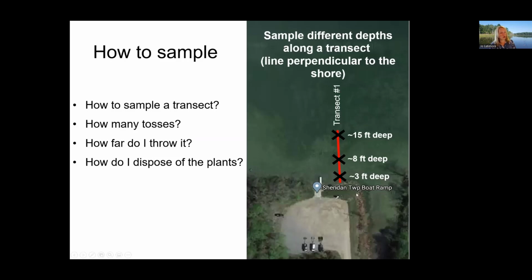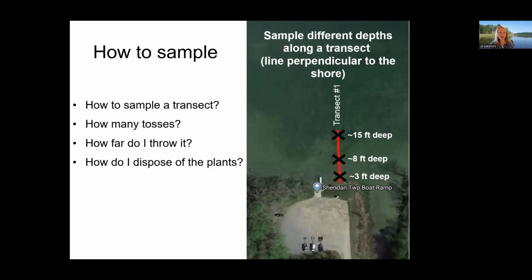So here's your shoreline. This is actually a boat ramp right here. And you may set up your transect here and decide, okay, my imaginary line is right here. I'm going to sample at about 3 feet, then go out to about 8 feet and then 15 feet deep. Because we know that plants like, especially Eurasian water milfoil, Starry Stonewort, Hydrilla, will grow in quite deep water, while other plants like European frogbit, which isn't rooted, tend to wash up closer to shore.